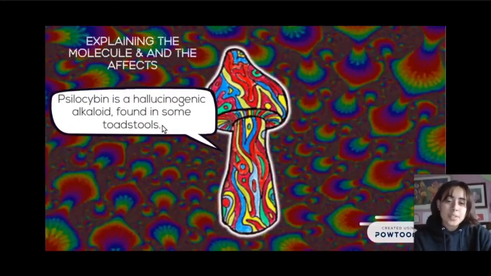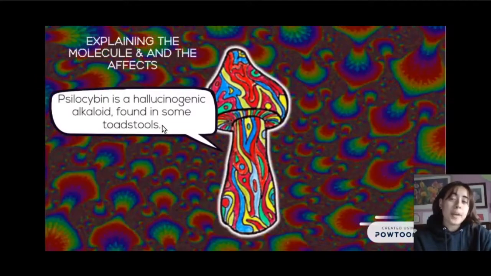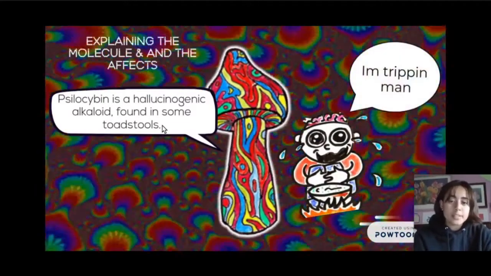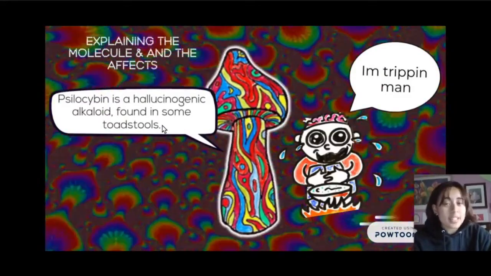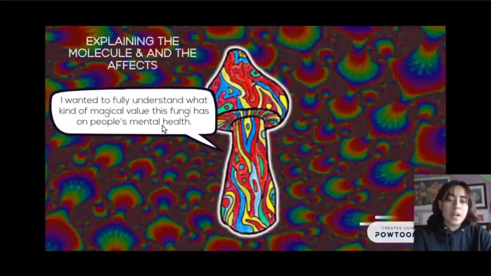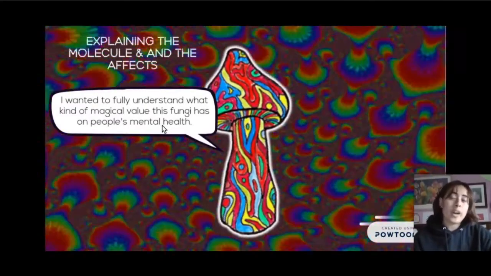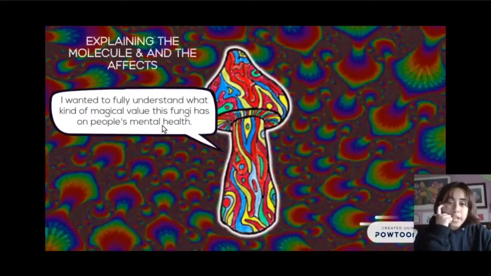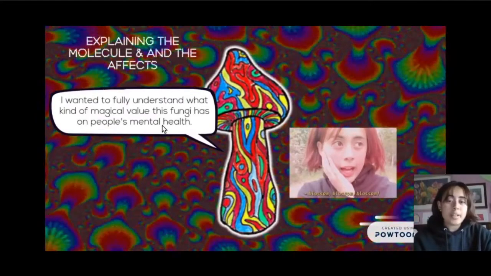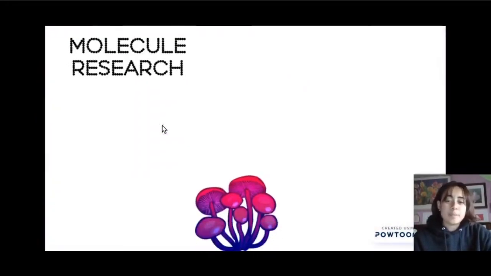Psilocybin mushrooms produce a change in conscious mood, thought, and perception that people may call a trip or a psychedelic experience. Especially at high dosage, the effects can be extremely intense and indescribable. I chose psilocybin as my molecule because I wanted to fully understand what kind of magical value this fungi has on people's mental health. The hallucinogen can reset the brain of people with untreatable depression, raising hopes of future treatment.